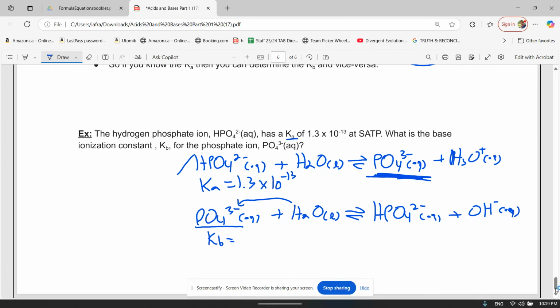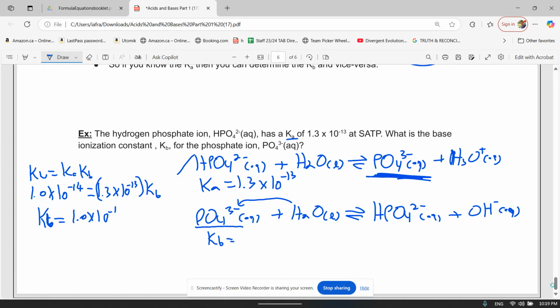So what we know is that Kw is equal to Ka times Kb. So we know that that's going to be 1.0 times 10 to the negative 14 is equal to your Ka, 1.3 times 10 to the negative 13, times Kb. And so if you want to solve for Kb, we're going to do 1.0 times 10 to the negative 14 divided by 1.3 times 10 to the negative 13.